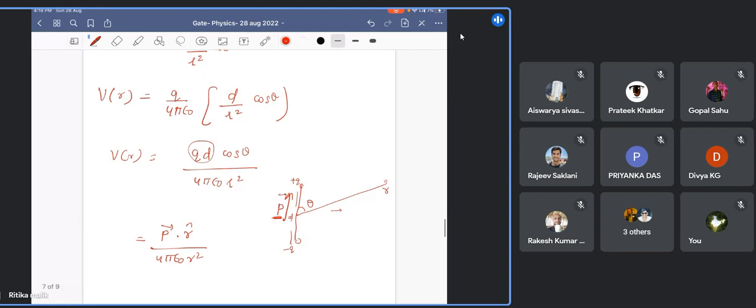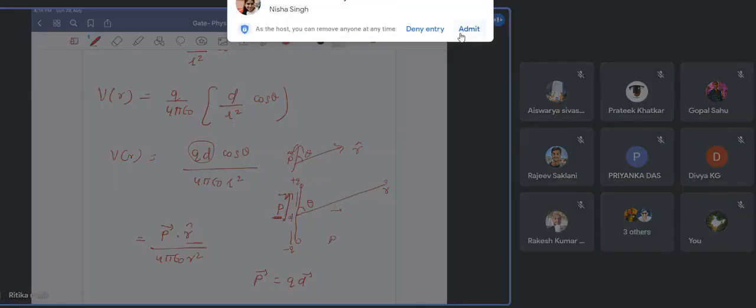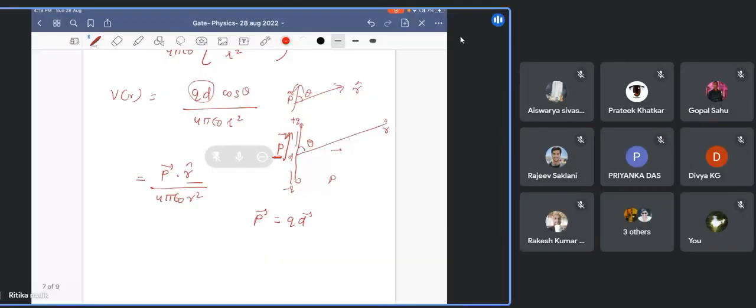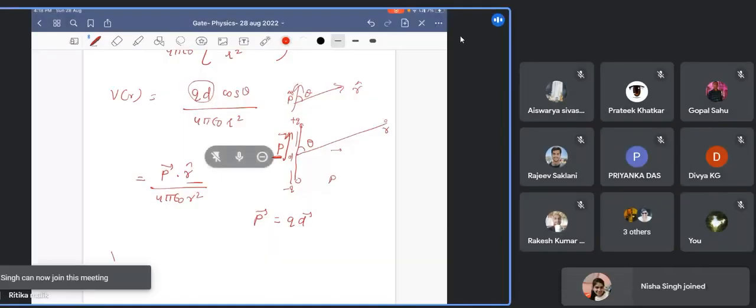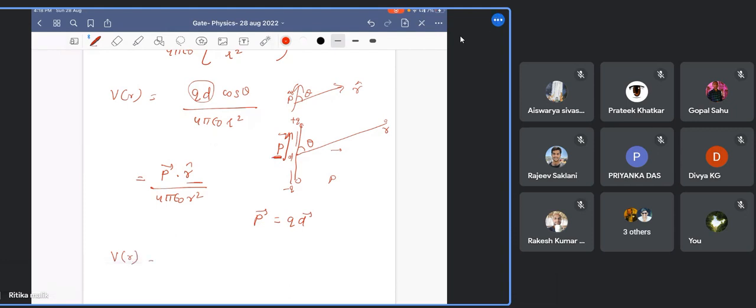The p vector is q d vector, which is in the z direction, and r cap is the radial direction, which makes an angle theta. So whenever you calculate this p vector dot r cap, you will get p cos theta. So we can always write the potential V(r) due to the electric dipole moment as p cos theta upon 4 pi epsilon naught r square. So this is the potential.